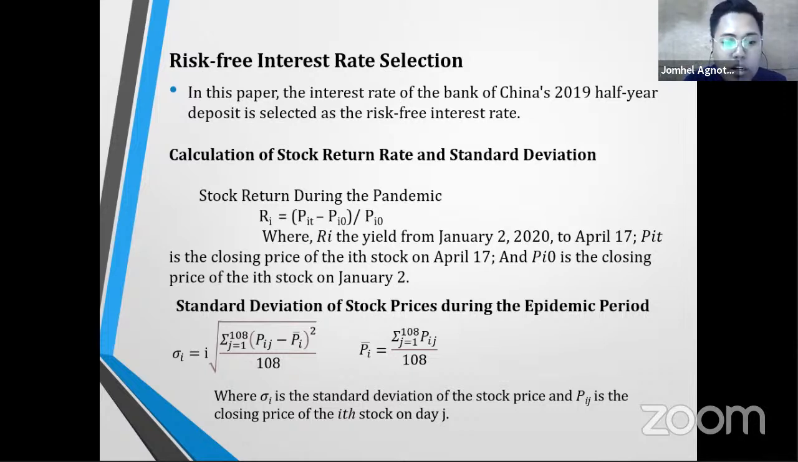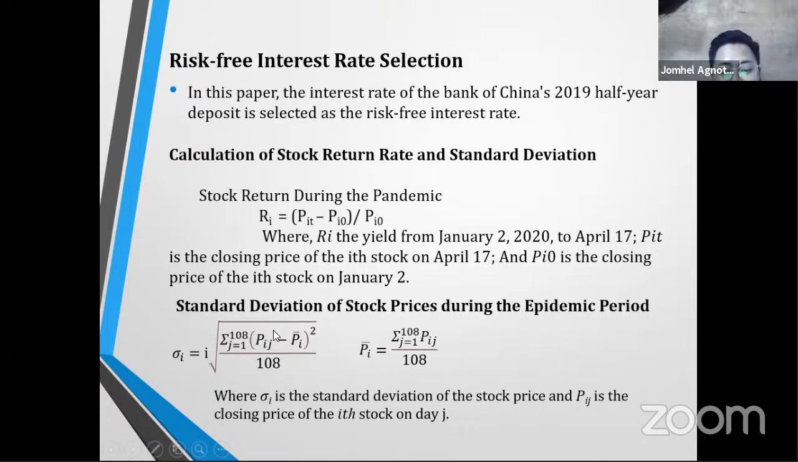To compute for the stock return from January 2 to April 17, we have R sub I equal to P sub I T minus P sub I 0, divided by P sub I 0. P sub I T is the closing price at the last date, which is April 17, and P sub I 0 is the closing price at January 2, 2020.